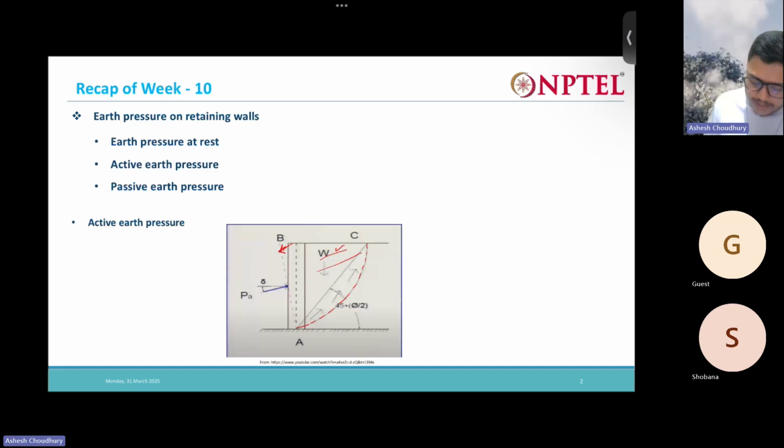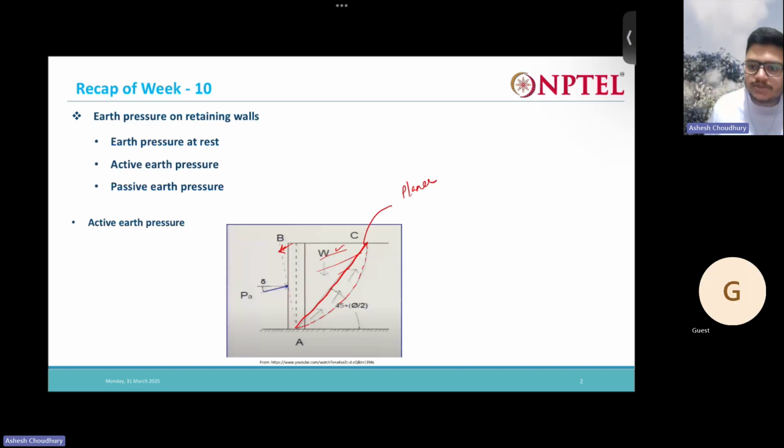In Rankine's earth pressure theory, Rankine defined this failure surface as a planar failure surface. Planar failure surface means a straight line.